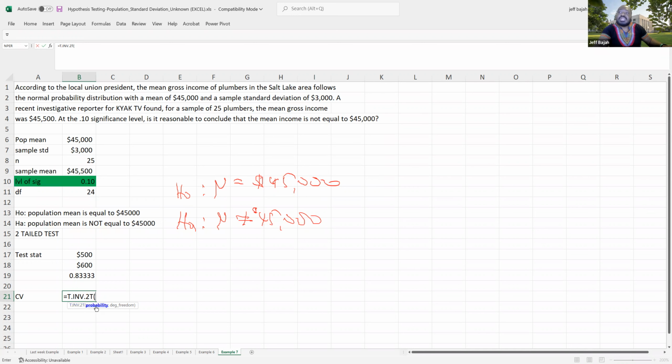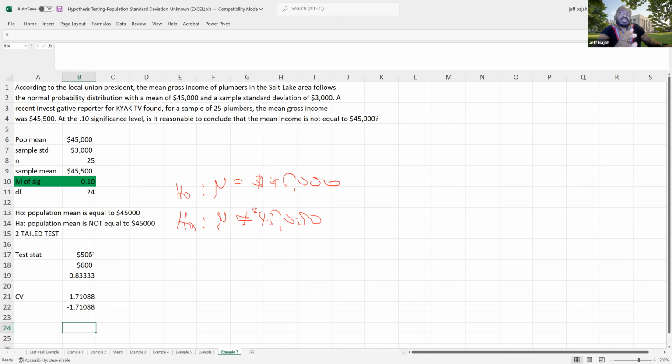So what you can do is come here and say, the probability in this scenario is 0.10, right? And then degrees of freedom is 24. And so I get 1.71088. That means the second one is going to be this same value, but negative, minus 1.71088.